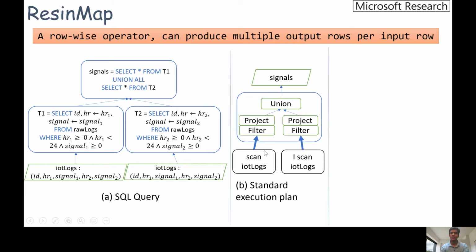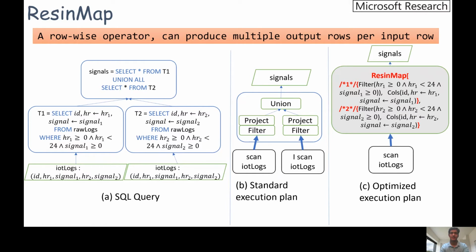What I show here is a standard query plan, which, as you can see here, consists of duplicate scanning of this IoT logs table, and then running computation, which is pretty much like what the query represents. There is a filter project, one for the left, one for the right of the union, and then you apply a union operator. What we do with RESIN is to produce a plan which consists of a single scan of the input table, and then we introduce a map operator, which can for each row produce more than one output, and in that way simulate the union all.